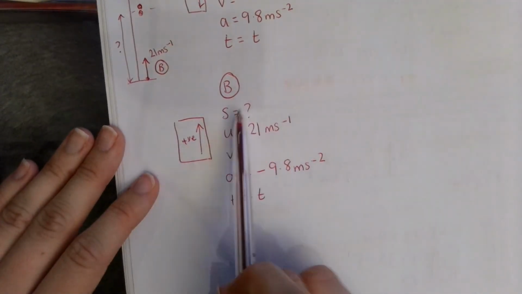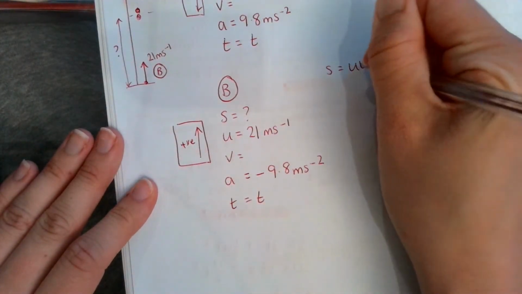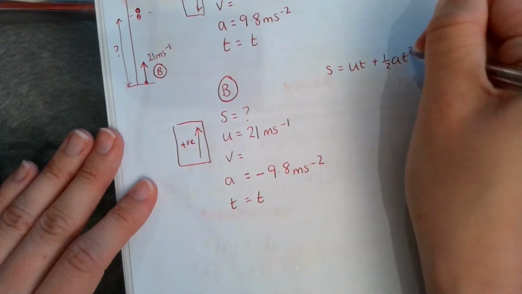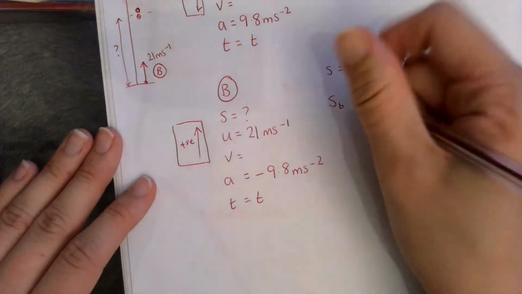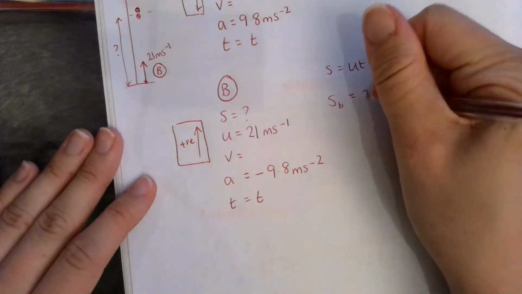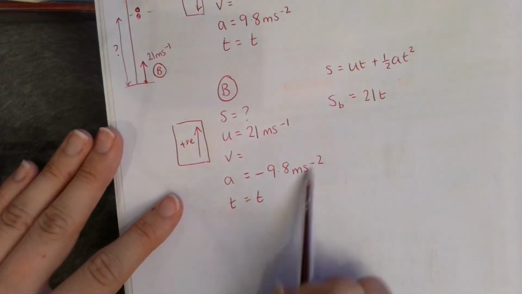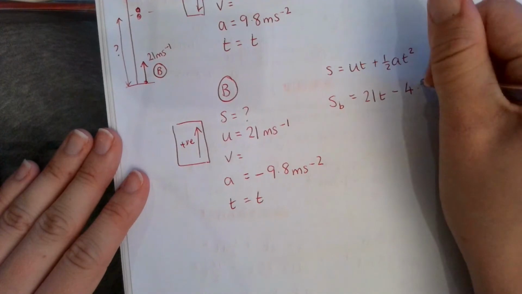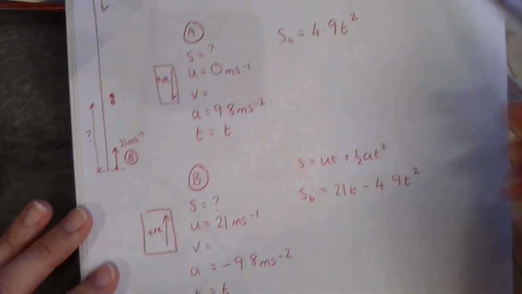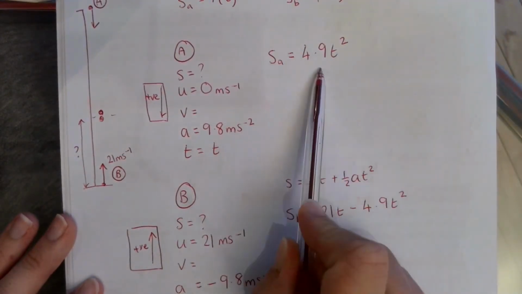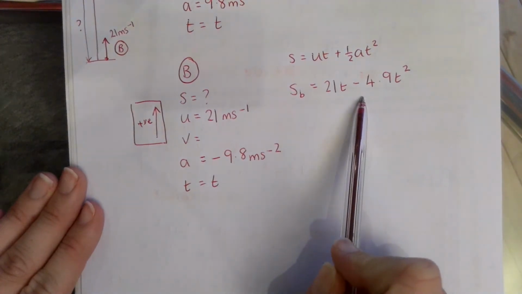So, S is what I'm finding out, and it's the same as before. I'm still going to use S equals ut plus a half at squared. This time I'm going to say S of B, just to remind me this is the displacement of ball B, equals ut, so 21t, plus a half at squared, so a half of a, negative 4.9 t squared. Okay, so I know that the displacement of A is like this as a function of time. The displacement of B is like this as a function of time.